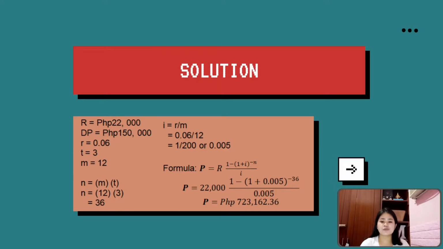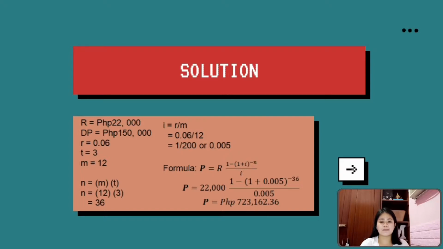The down payment is 150,000, the regular payment is 22,000, the nominal rate is 0.06, the conversion period is 12, while term is 3. Getting the value of J, we need the nominal rate over conversion period. We have 0.06 over 12 equals 0.005. For N, which is M times T, we have 12 times 3, which is 36.